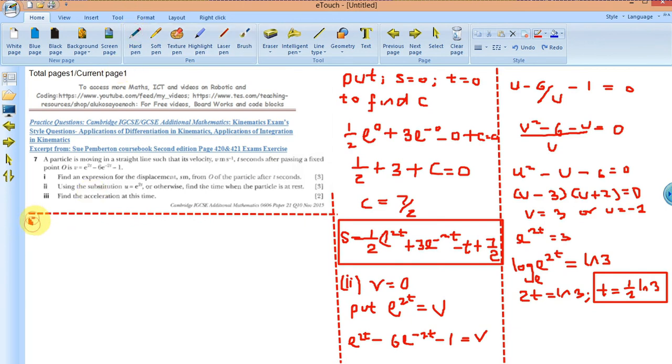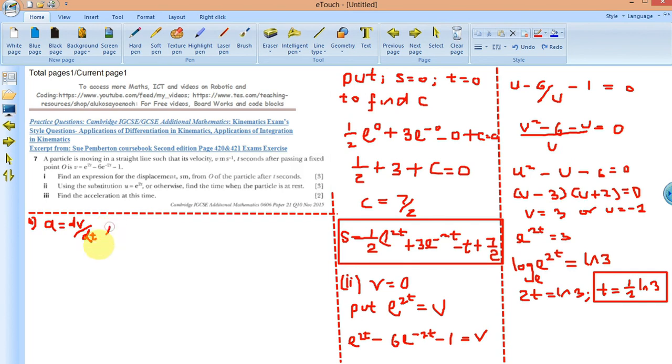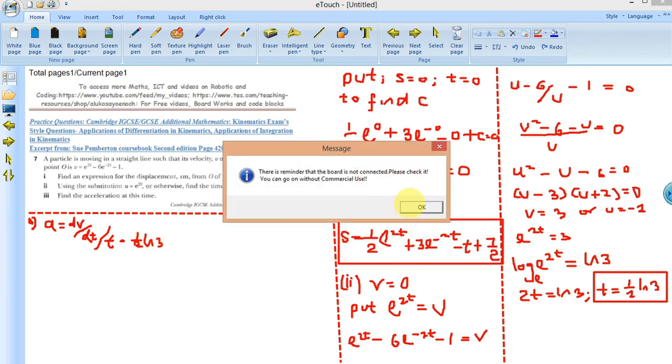So I want to find the acceleration. Therefore, to find the acceleration, a is dv/dt. So differentiate velocity with respect to time. Now they say at what time? At t equals half ln 3. Half ln 3. Okay, so let's go ahead and do that now. Differentiate this function here.